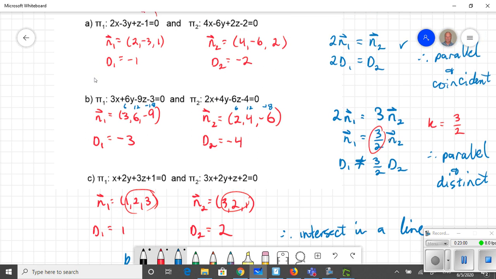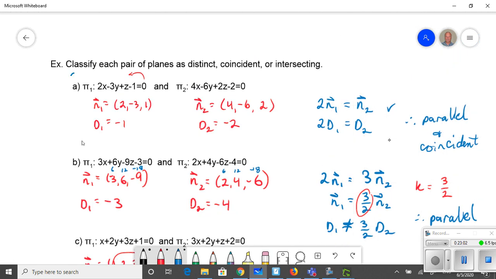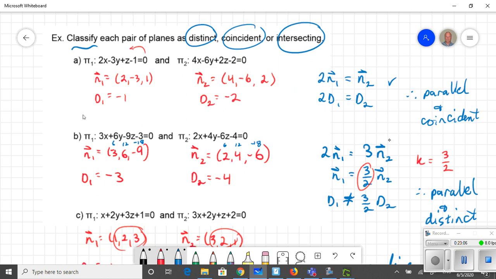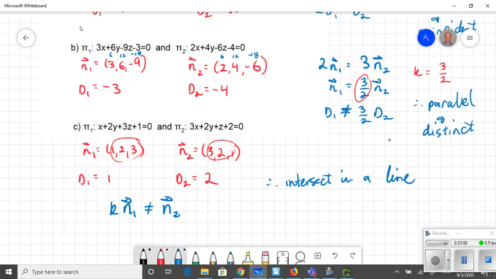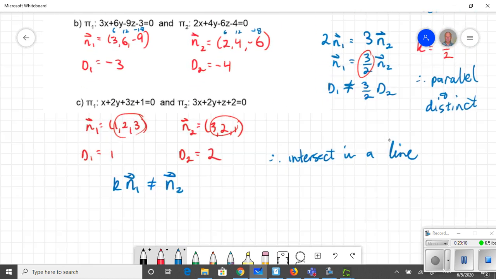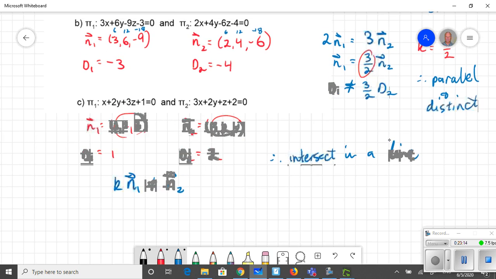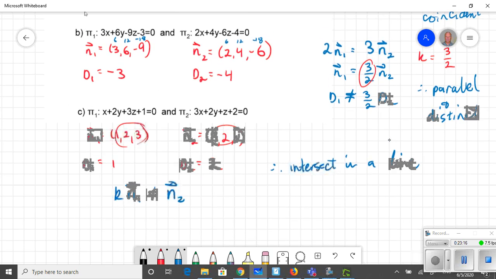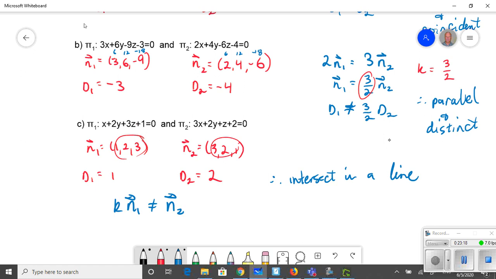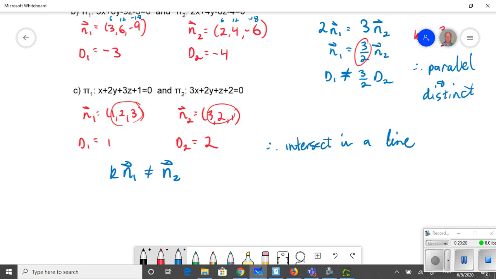Remember, the question was to classify whether they're distinct, coincident, or intersecting. They're one or the other, and there are 3 different cases here. There's really not a lot of work. It's smart work. You're looking at normals, you're looking for a connecting scalar constant, and then you're checking to see if that also applies to the D constant, to see what order these things are in.